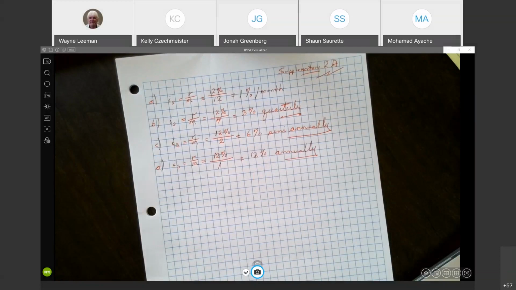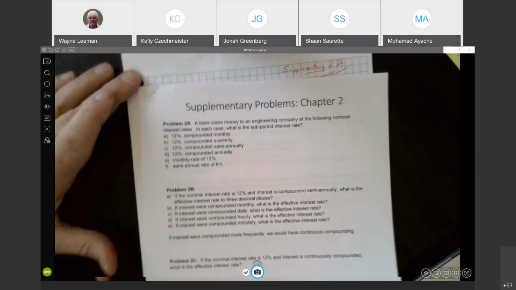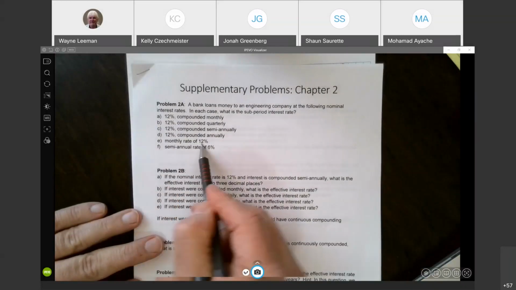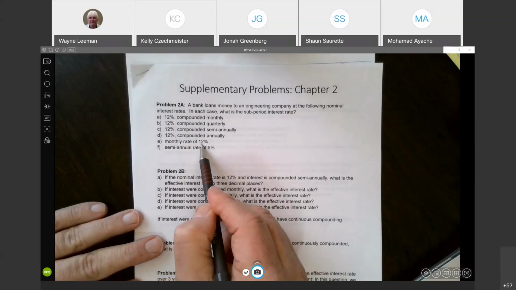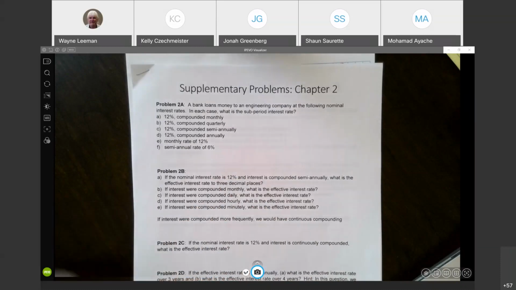So that gives us that insight now into the calculation to determine a sub-period interest rate. We'll do the effective interest rate soon, not right now. But the question goes on here, and I'll ask you to think about this one. The next one, E, says the monthly rate of 12%. What is the sub-period interest rate? Just think about that for a minute. What would be your answers? Anybody want to give me an answer on the chat line?